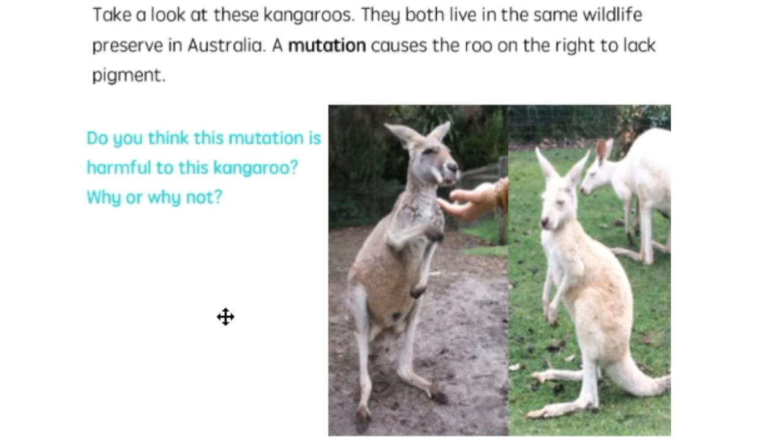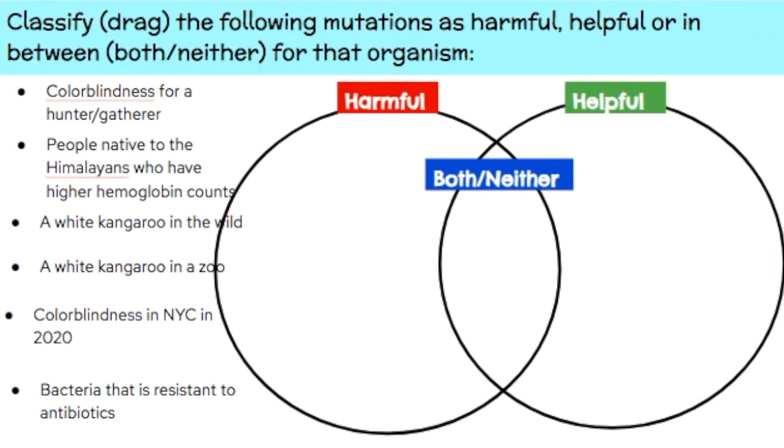Do you think this mutation is harmful to this kangaroo? Why or why not? Write it down here. I'll give you a hint. There are lots of right answers to this question as long as you explain your reasoning. So for a bit more challenge, go ahead and classify these different mutations as harmful, helpful, or both or neither in this Venn diagram. You can drag these, they're individual word boxes.